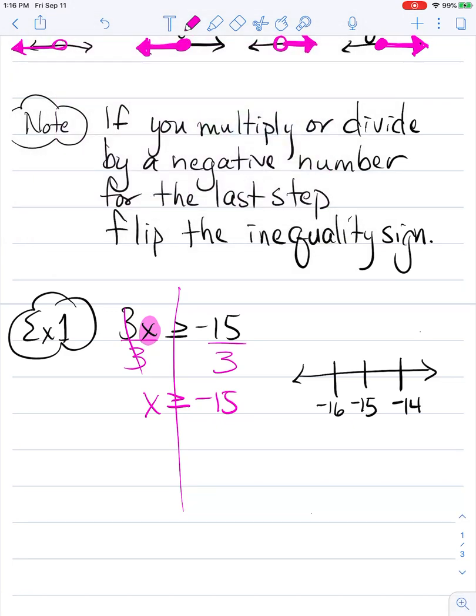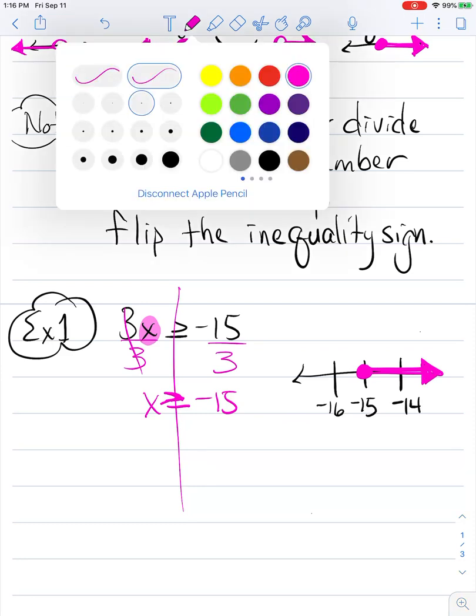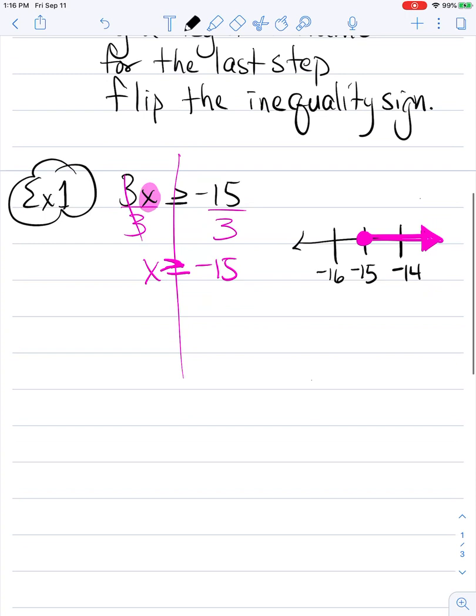So negative 5, this is going to be a closed dot because it has the line under it. That's how I remember it. And greater than is to the right. If you'll notice, as long as the letter is on the left, as long as the letter's first, the arrow points in the direction that you need to graph. So let's look at example 2.